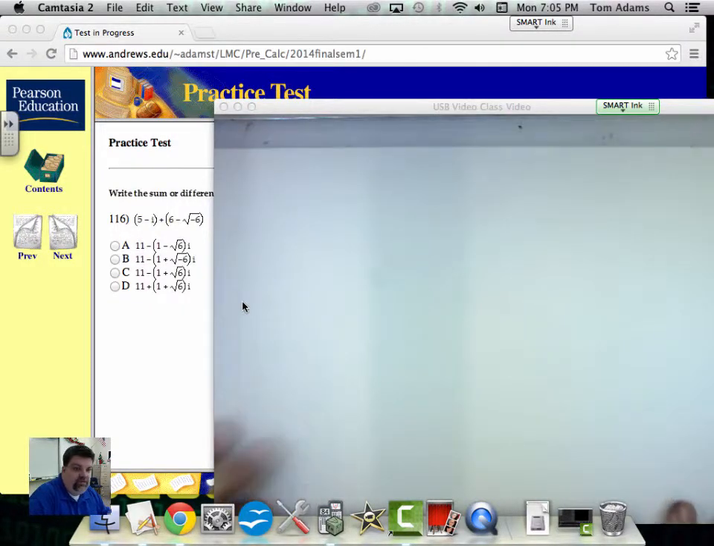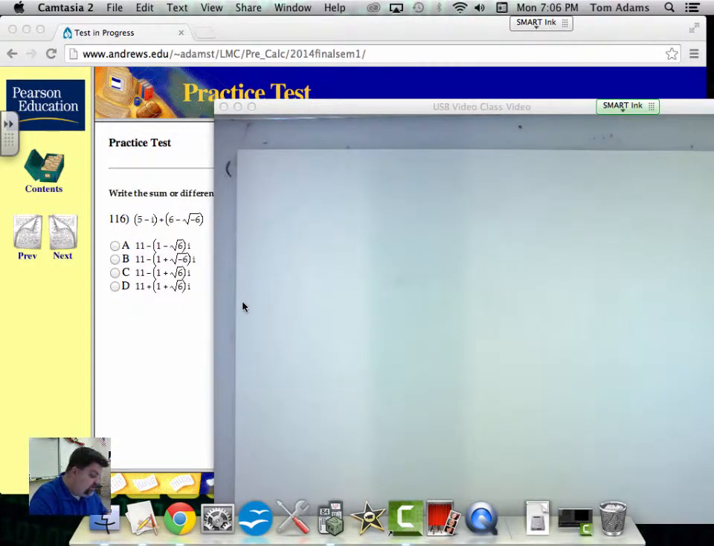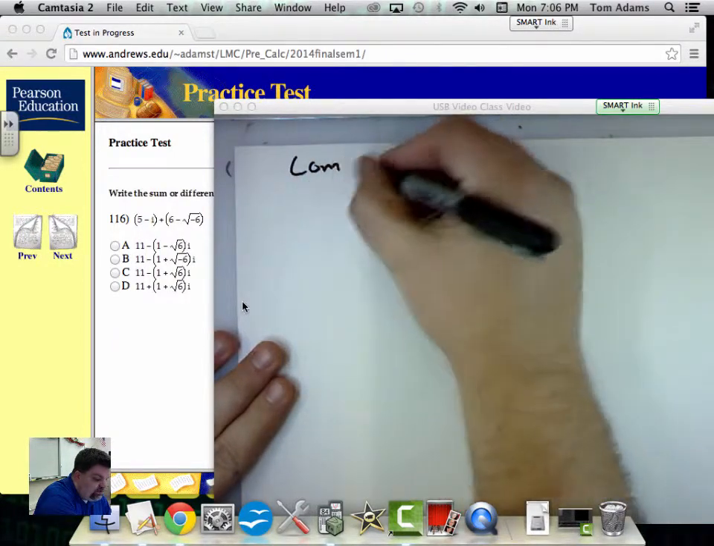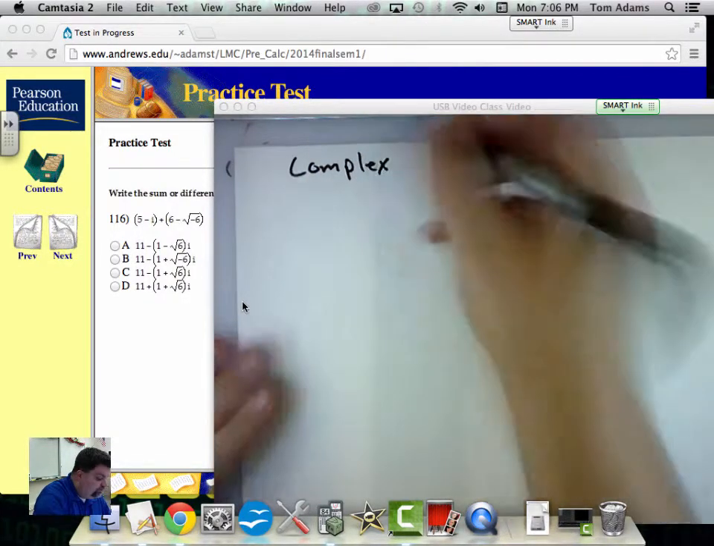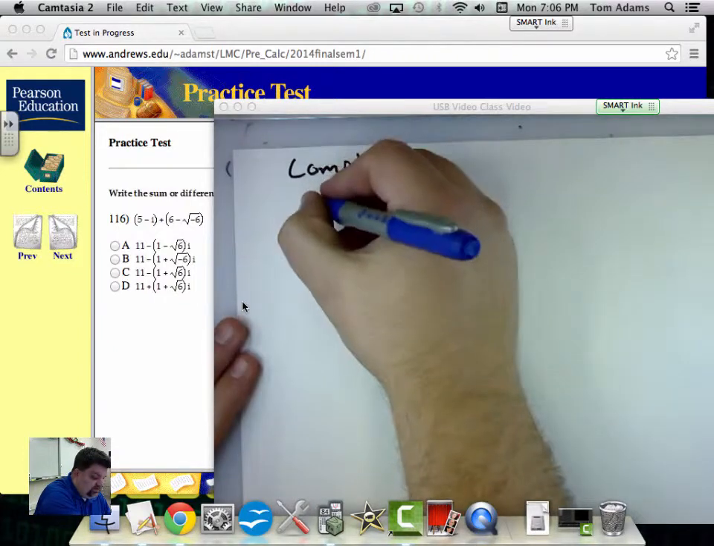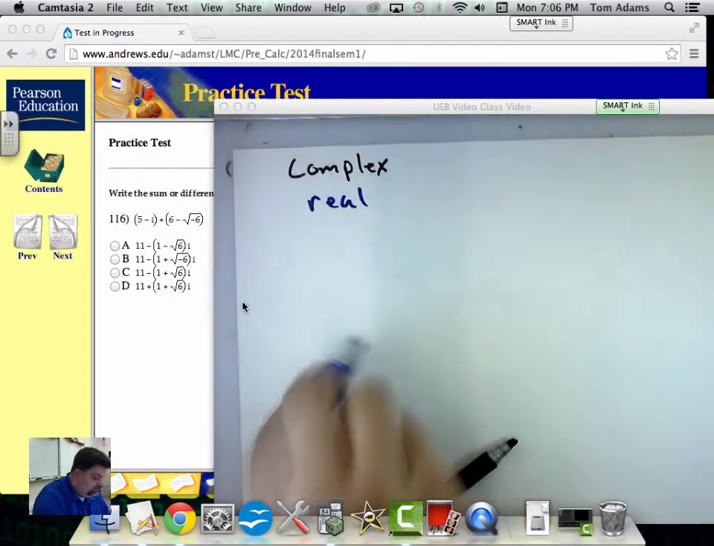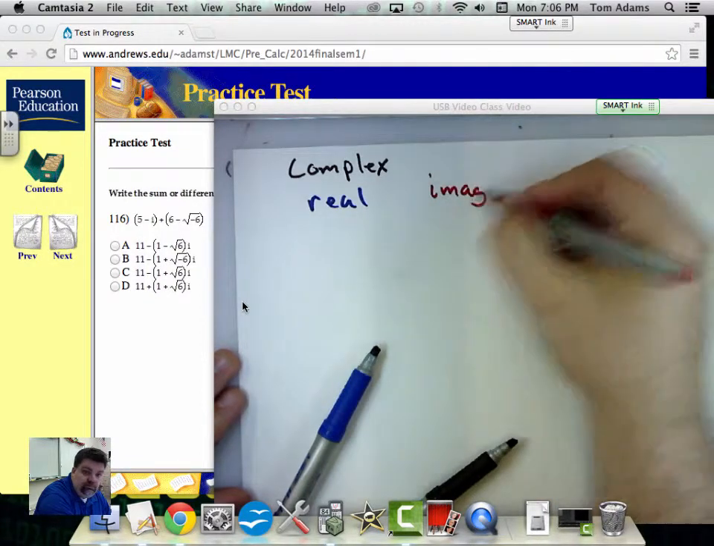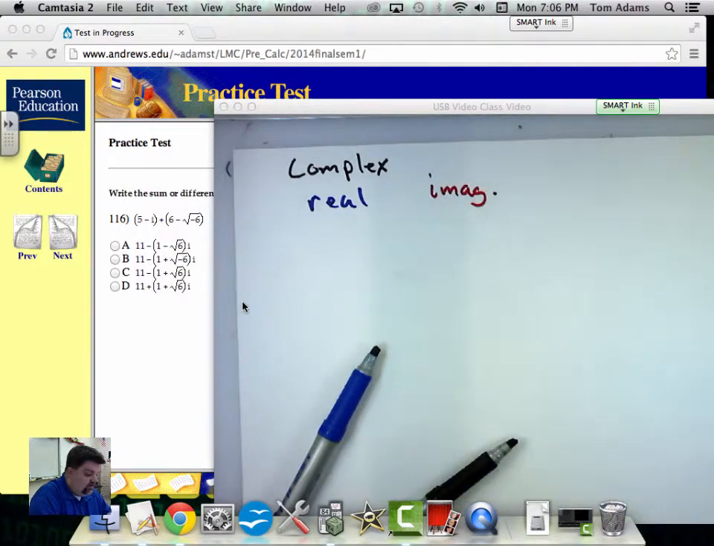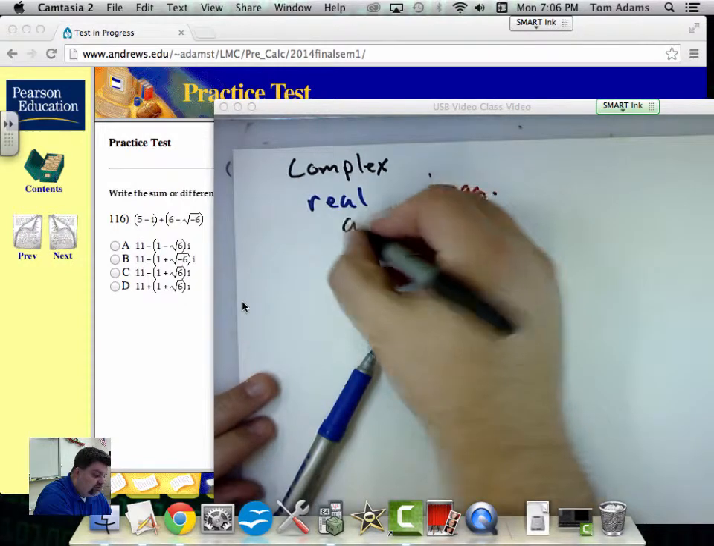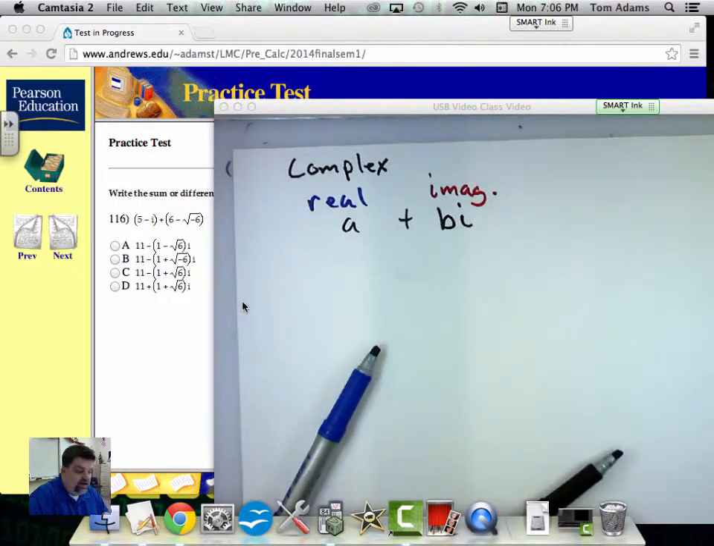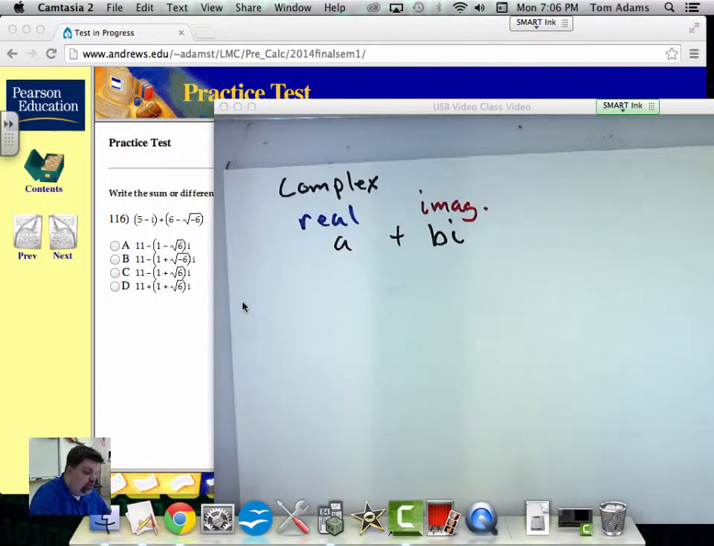Okay, before we do 116, we're going to add two complex numbers. But before I add two complex numbers, let's remember a couple things. A complex number consists of two parts. There's the real part of the number, and there's the imaginary part. Okay? Now, usually it's written in the form a plus or minus bi.